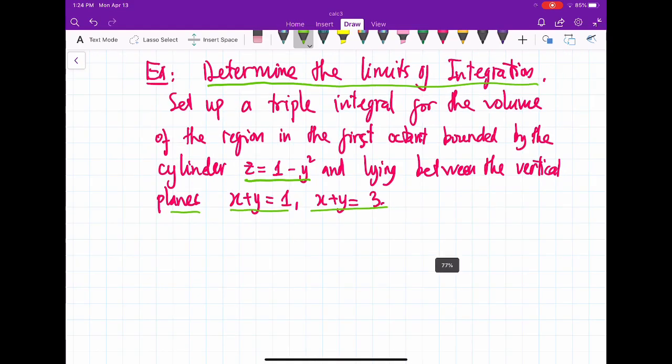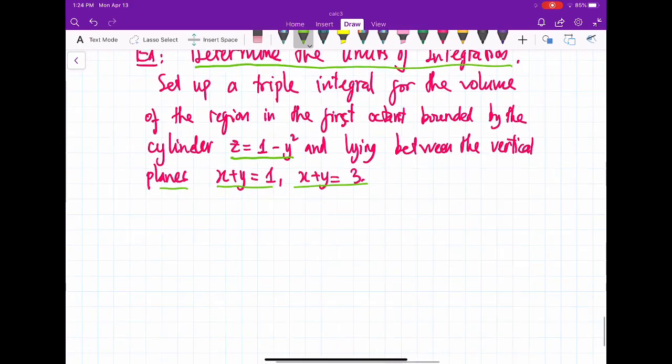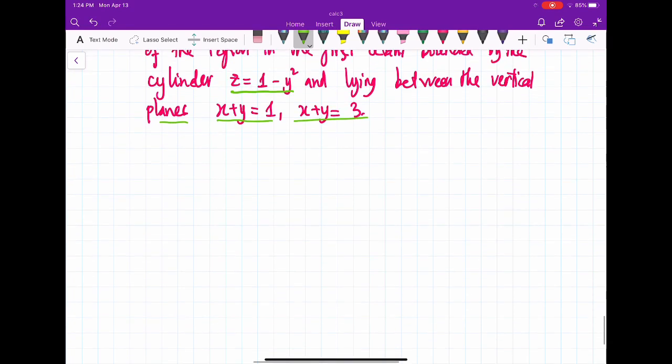Okay, so let's draw that. We have cylinder z equal to 1 minus y squared. So this cylinder is free with respect to the x, right? And we know that this cylinder should be perpendicular to the YZ plane, right? So I have the following picture. I have z in here. This is y, this is the x.